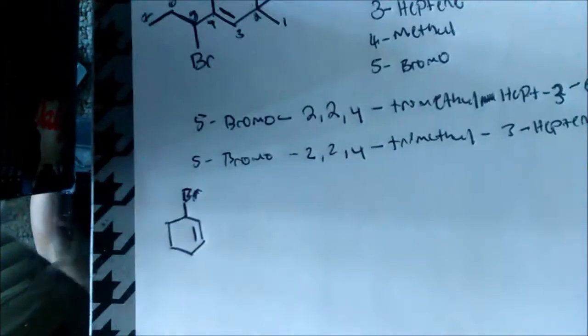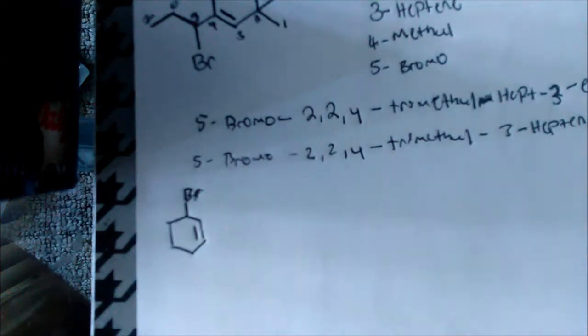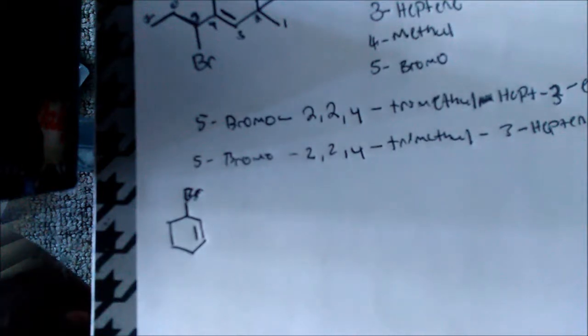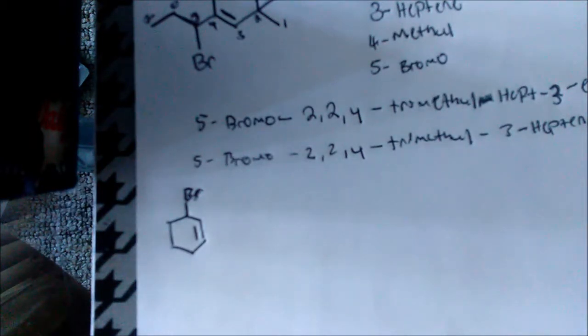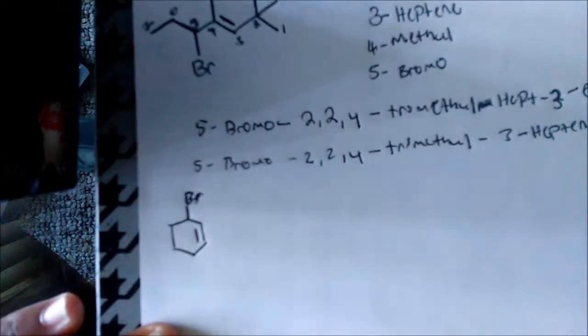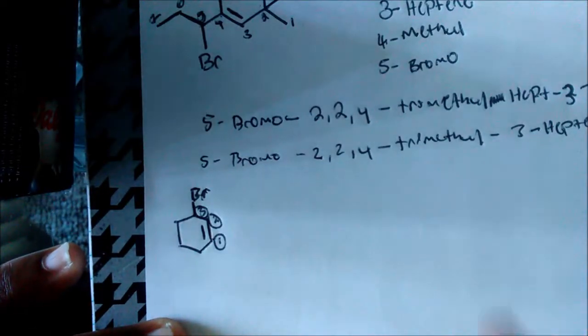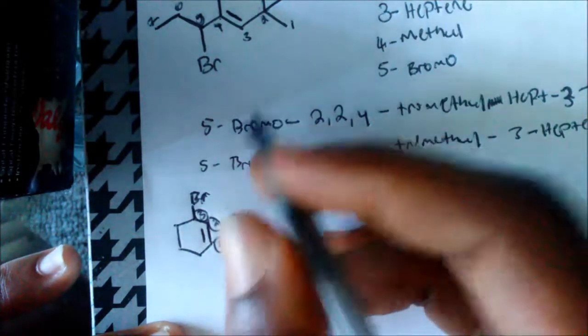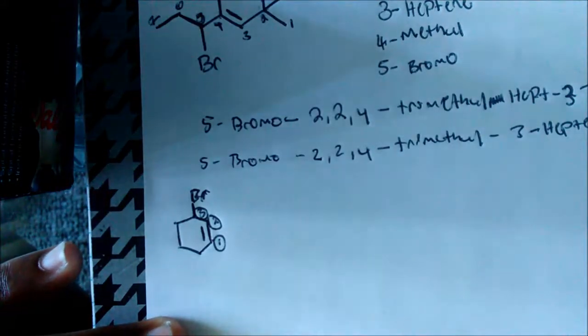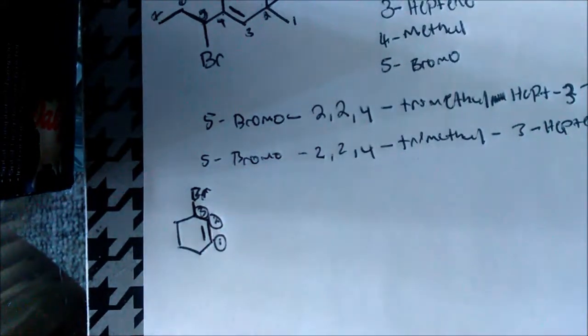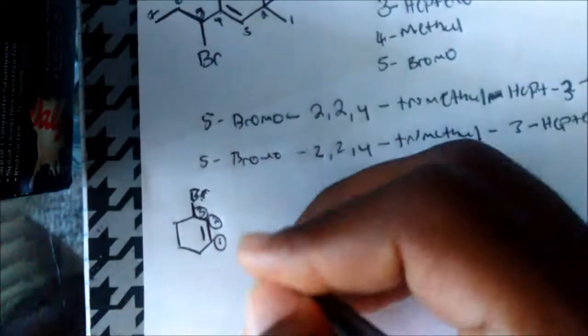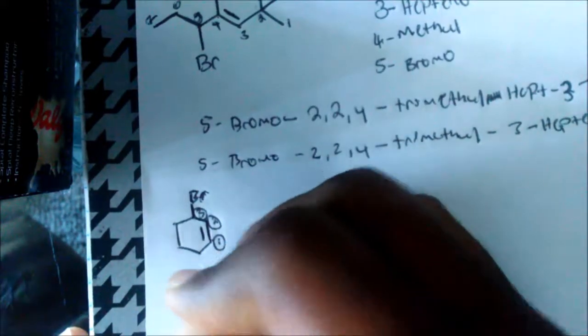Well, in cyclic molecules, the carbon that gets number 1 is always the one that contains the double bond. So naming this molecule, I would call this carbon 1, 2, 3, and then 4 goes right around, right? So this is how you would count. On carbon 1 we have the hexene, but it's cyclohexene because now we're dealing with a cyclic molecule, and on carbon 3 we have a bromo.